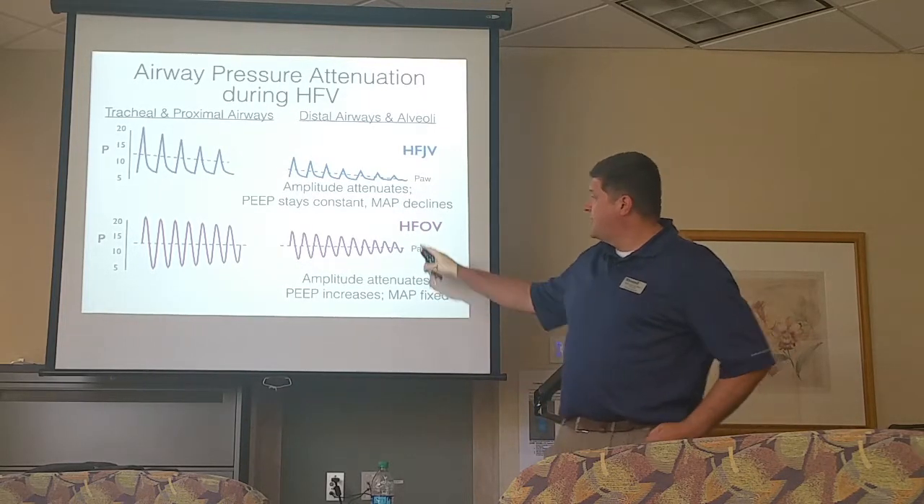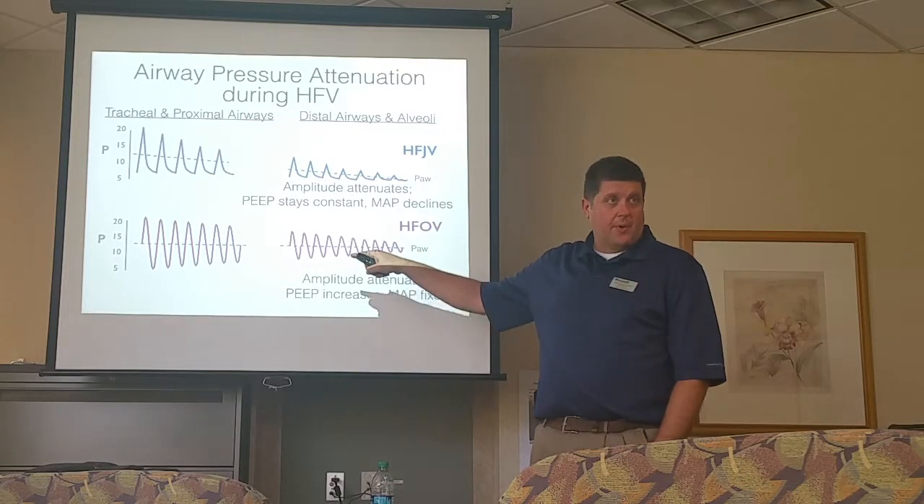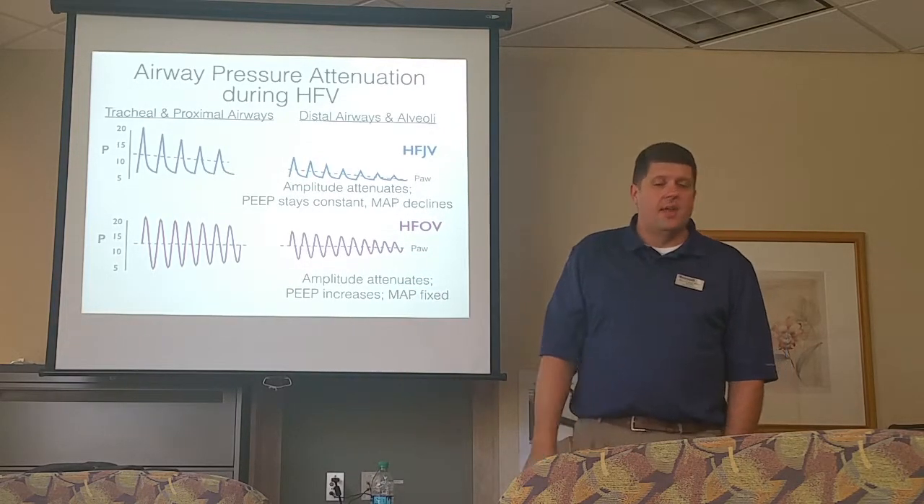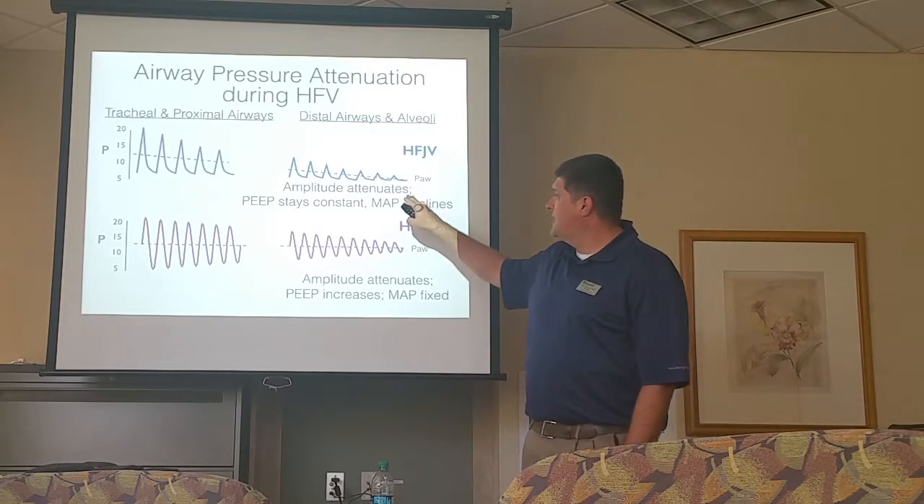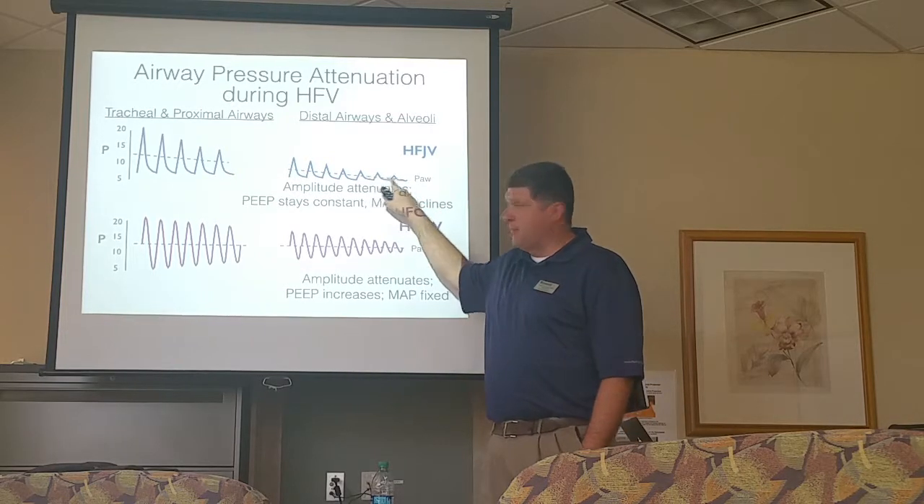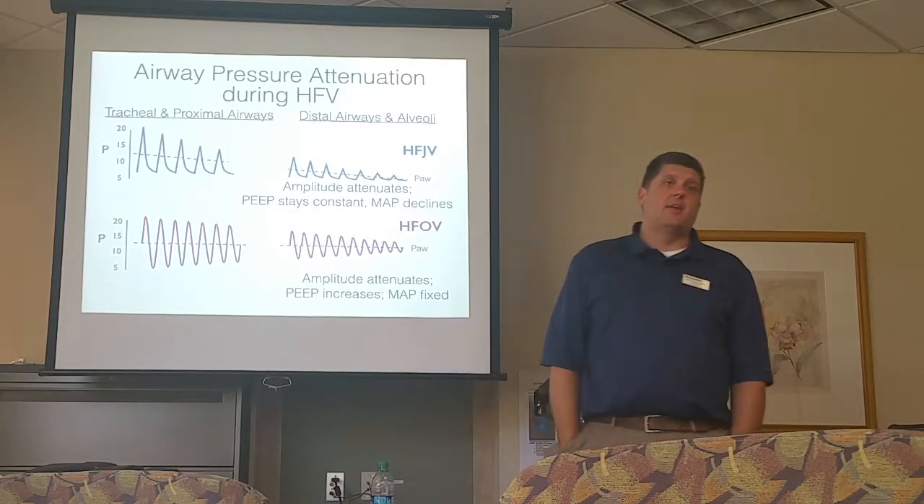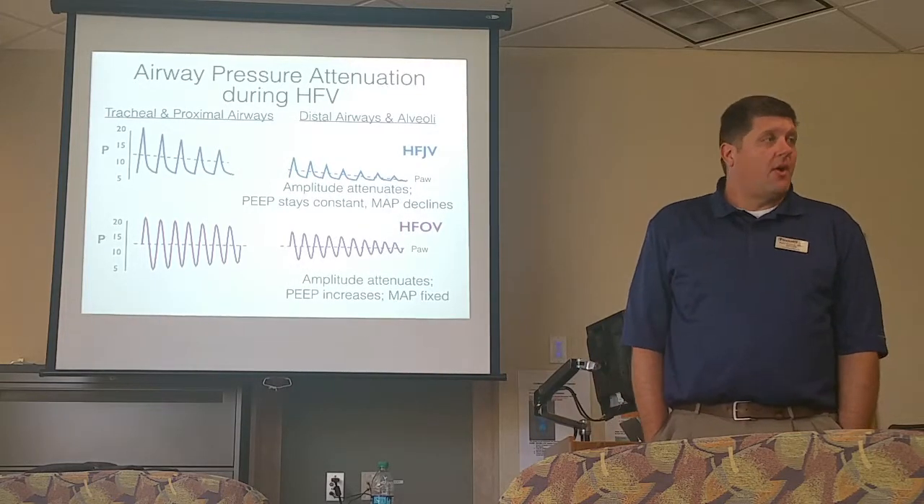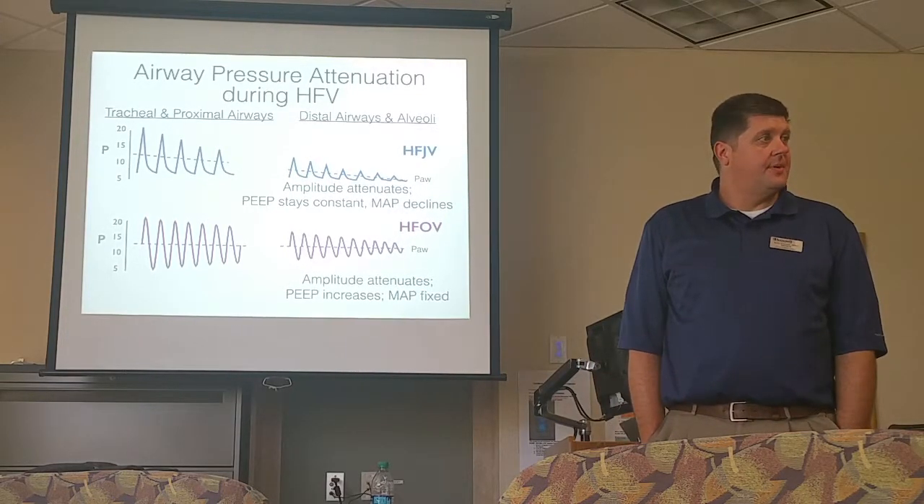An oscillator, of course, has a sinusoidal pressure waveform that's centered around the mean airway pressure that's fixed there. And then the jet has the PEEP stays constant, the PEEP is fixed. And then as the delta P gets smaller, the mean decreases slightly there too. And so they really are different machines.